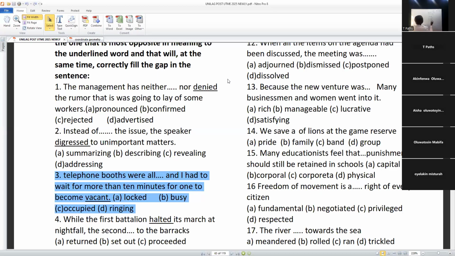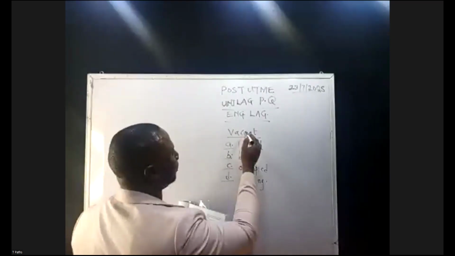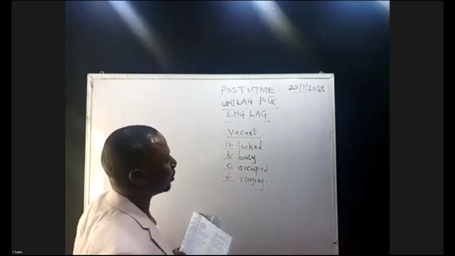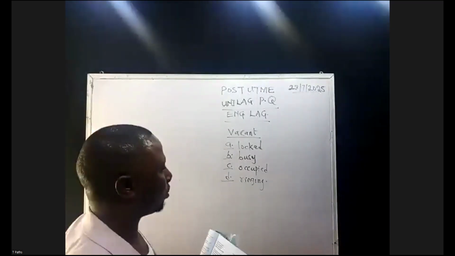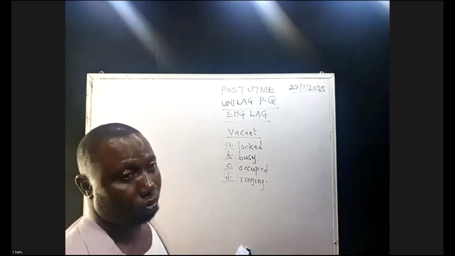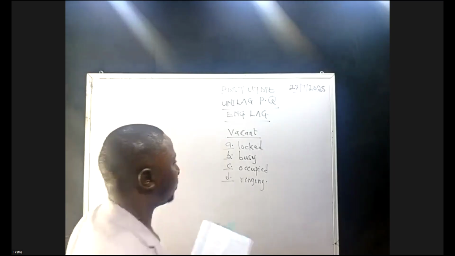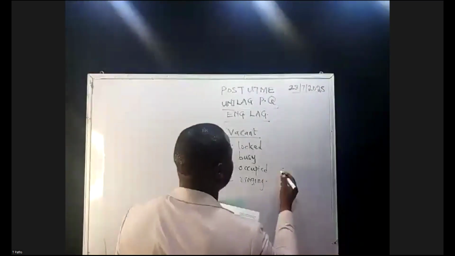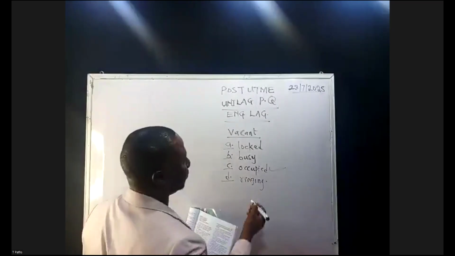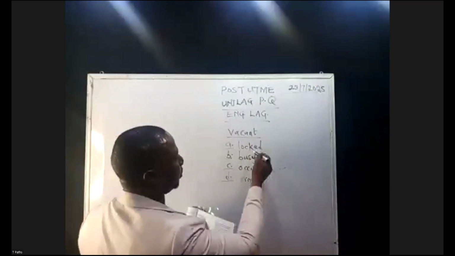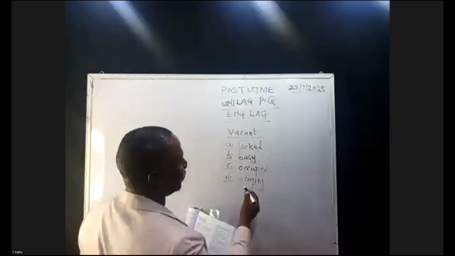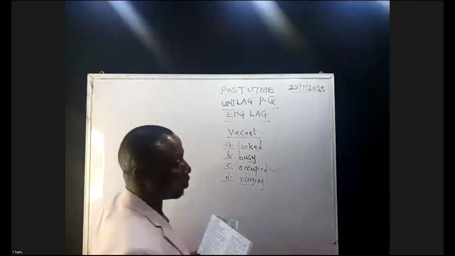Don't forget that we are considering opposites, which is antonyms. So among the listed options A, B, C, and D, which one is opposite of vacant here? Occupied. Fantastic. Yes, the answer is C, occupied. It's not locked, it's not busy, it's not ringing. The answer is occupied.